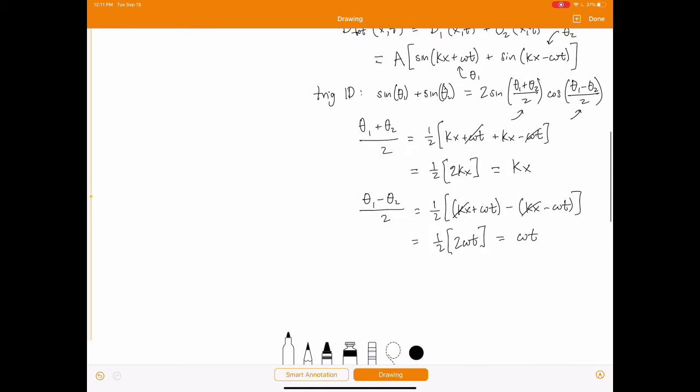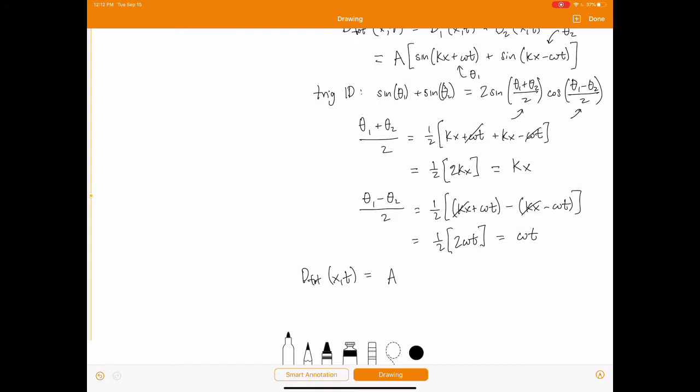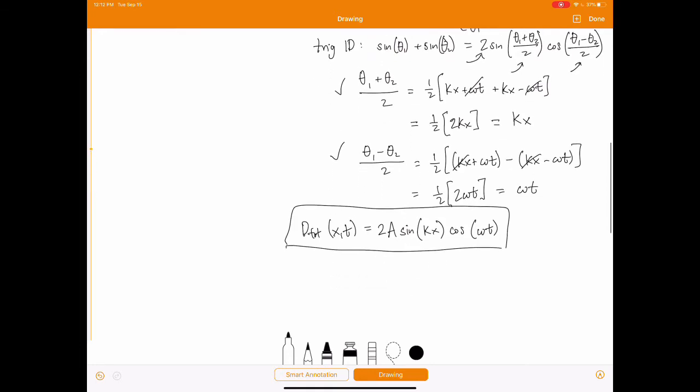Okay, so using the trig identity, d total as a function of x and t. So we had the factor of a out front already, but when we use the trig identity, we bring in a factor of 2. Then we have sine of theta 1 plus theta 2 over 2. That's this expression, which we saw was just kx, so I'll have sine kx here. And then we have cosine of theta 1 minus theta 2 over 2, which we just saw works out to omega t. So this is the expression for a standing wave.